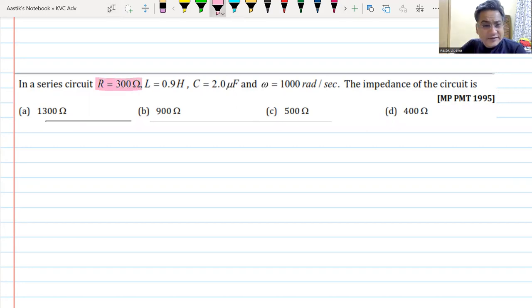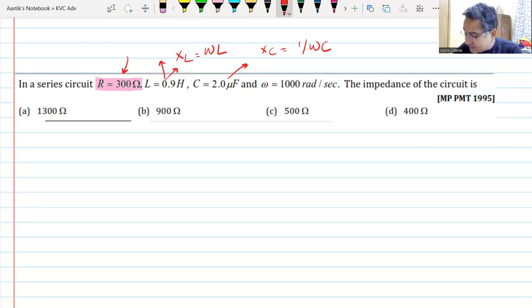R is given as 300 ohms. Now, you just have to calculate the value of XL. You will calculate the value of XL by multiplying omega into L. And you have to calculate the value of XC by 1 by omega C. Now, once you get this as 300, the chances of the other combination will always be that it will come as 400. And you can check this. I think this is going to come as 900 ohms. And this value XC is going to come as 500 ohms.